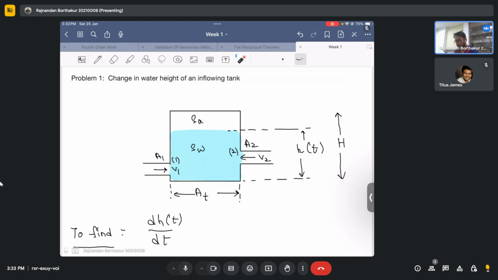Okay, but before that, let me clarify the problem that we are trying to solve. I call this problem evaluating the change in water height of an inflowing tank. As the name suggests, there is a solid tank where we have some fluid with density rho w. You can interpret this fluid to be water, so I wrote its density as rho water. In this tank there are two pipes through which fluid is flowing in from two directions. Without loss of generality, I can consider this axis to be my x-axis and the other axis to be my y-axis.